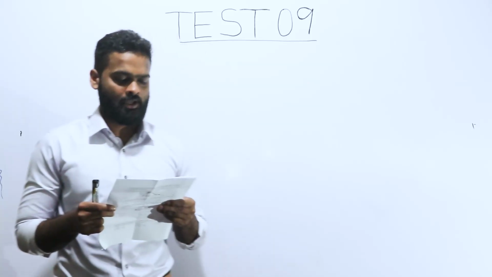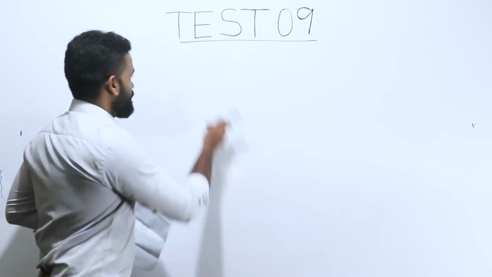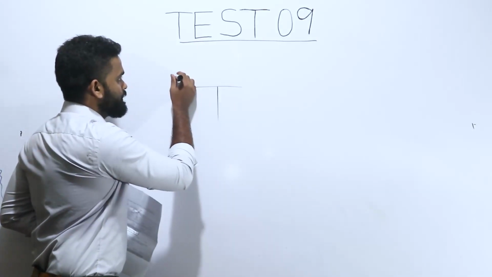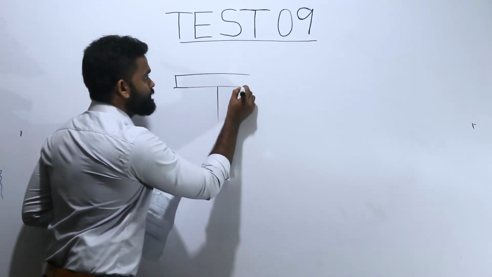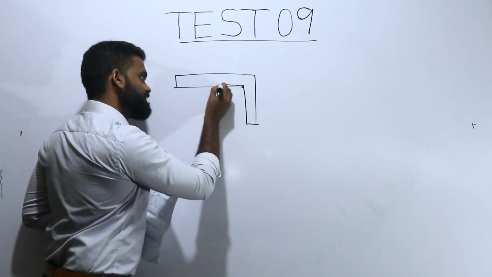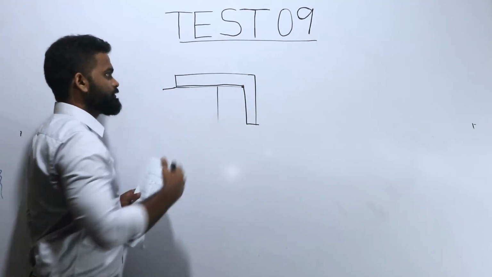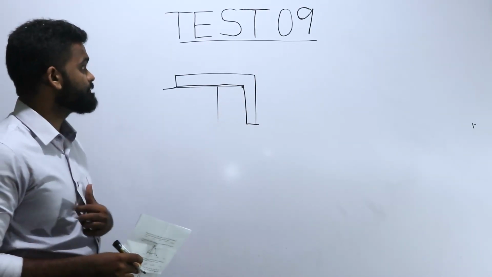11th question. Part of a chain with length capital L is on a table. If the static friction coefficient is mu, what is the maximum length of the part hanging off the table? Okay, so there's this table. Then there's a chain on the table. I'll draw the chain a bit thicker so you understand that. So the total length of the chain is capital L. They have given it as capital L.